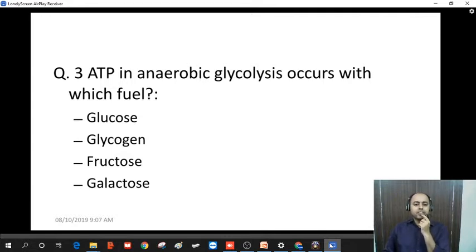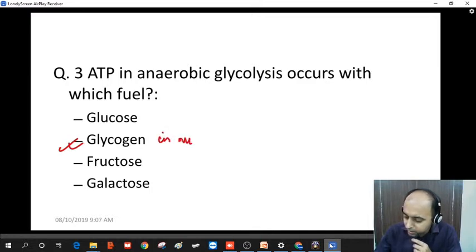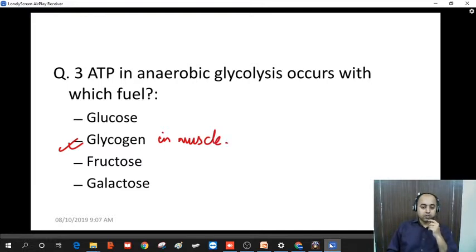Okay, so 3 ATP in anaerobic glycolysis occurs with which fuel? We had done this question, and the correct answer is glycogen in the muscle. Glycogen in muscle is the correct answer. All right. So 3 ATP in anaerobic glycolysis occurs with glycogen in muscle. With glucose, fructose, galactose, you're going to get the 2 ATP.